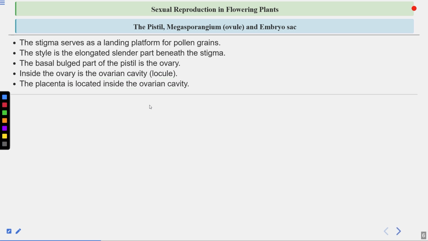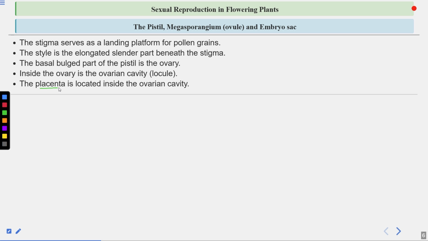And the placenta is located inside the ovarian cavity. Placenta is a part through which the ovule is attached to the thalamus. The ovule is attached to the thalamus through the placenta, and that is located inside the ovarian cavity.